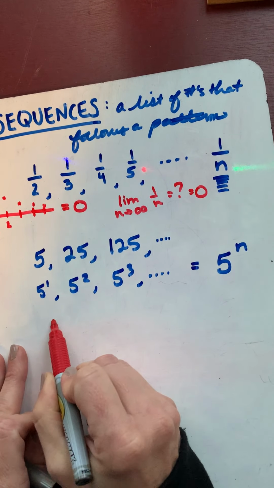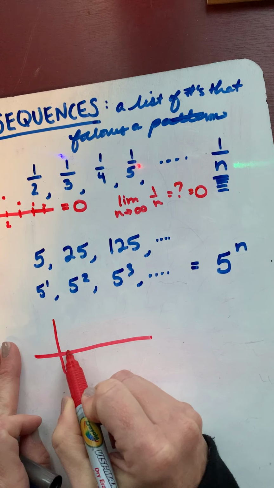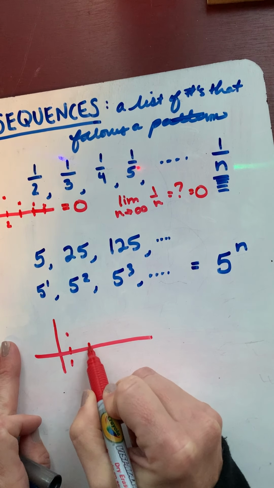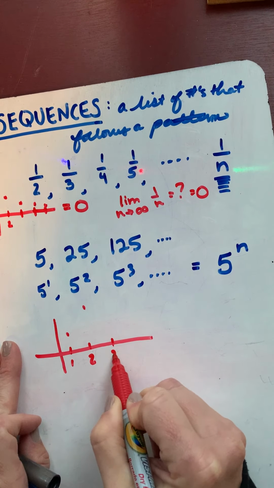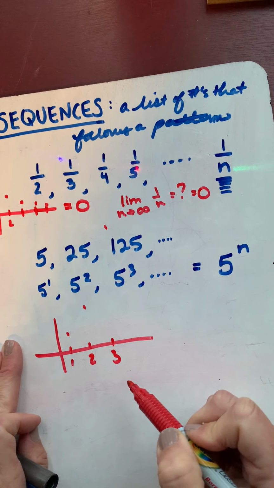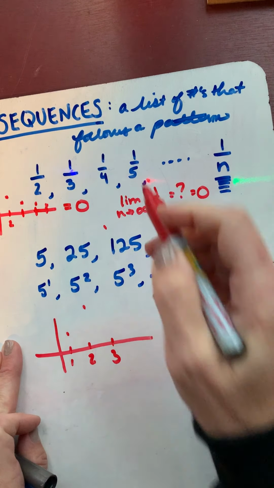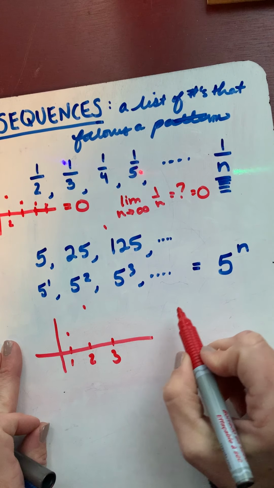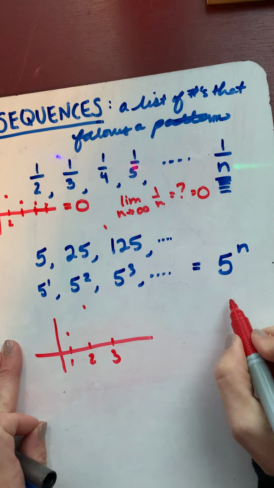This one, on the other hand: when n is 1, I'm at 5. When n is 2, I'm at 25. When n is 3, I'm at 125. My values are getting bigger and bigger and bigger, meaning that this sequence will diverge.